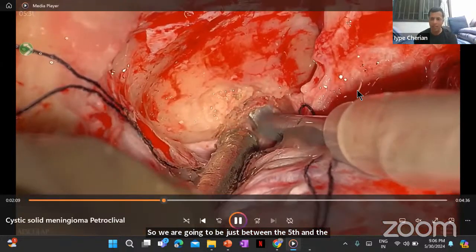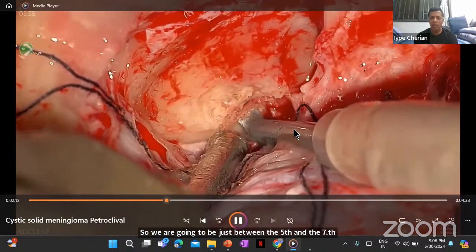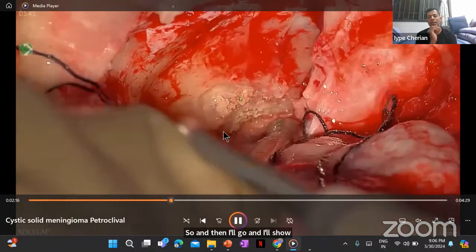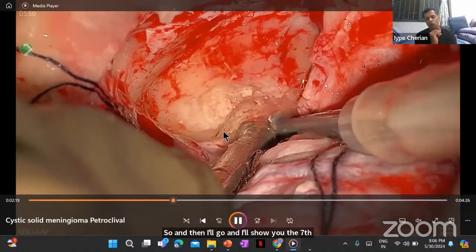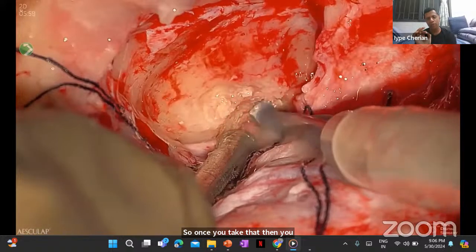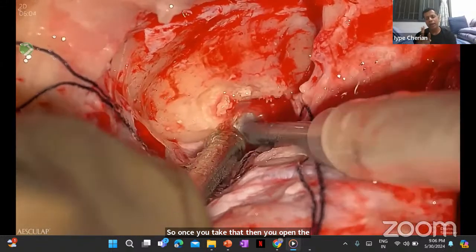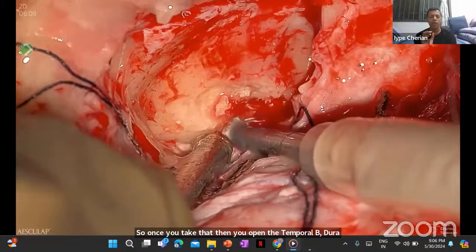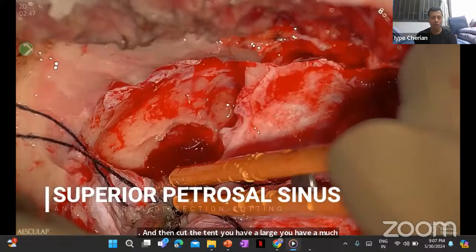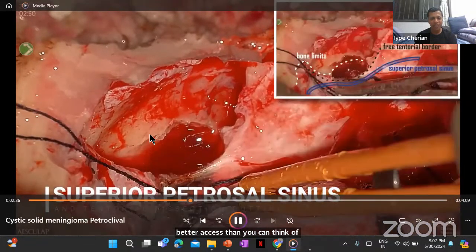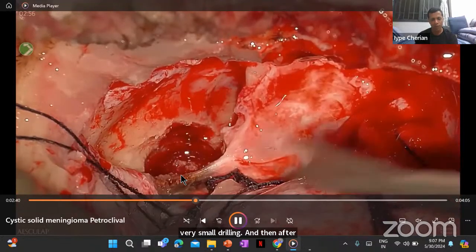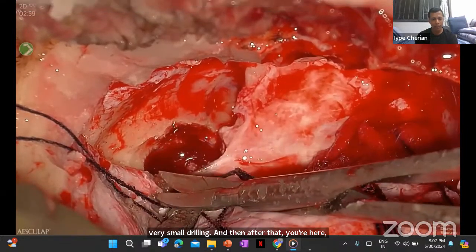So here I can see the fifth nerve going in there. And then I'll show you the seventh nerve. That's the IAM, dura. So once you take that, then you open the temporal bone dura and then cut the tent. You have a much better access than you can think of. So here what you've done is a very tailored, very small drilling. And then after that, you open the temporal bone dura, and I'm cutting the temporal bone dura.